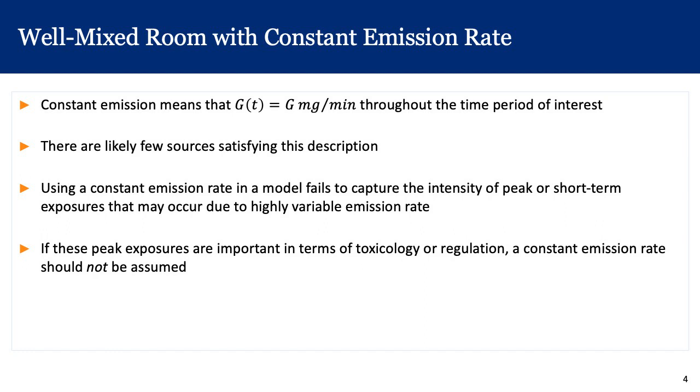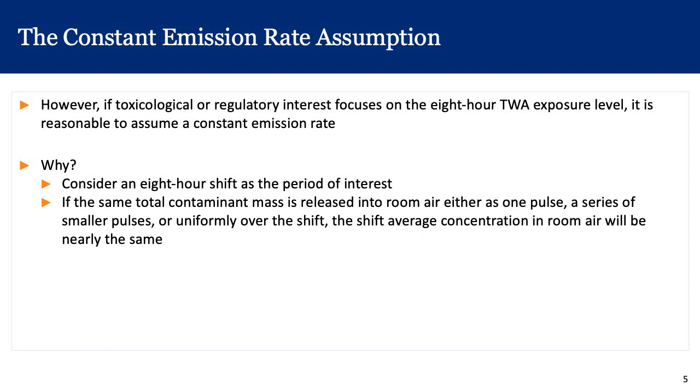Using a constant emission rate in a model fails to capture the intensity of peak or short-term exposures. If these peak exposures are important in terms of toxicology, then a constant emission rate should not be assumed. But if these peak exposures are not important, then making this assumption is perfectly reasonable. So if toxicological regulatory interest focuses on the 8-hour time-weighted average exposure level, then assuming a constant emission rate is reasonable. And why is that?